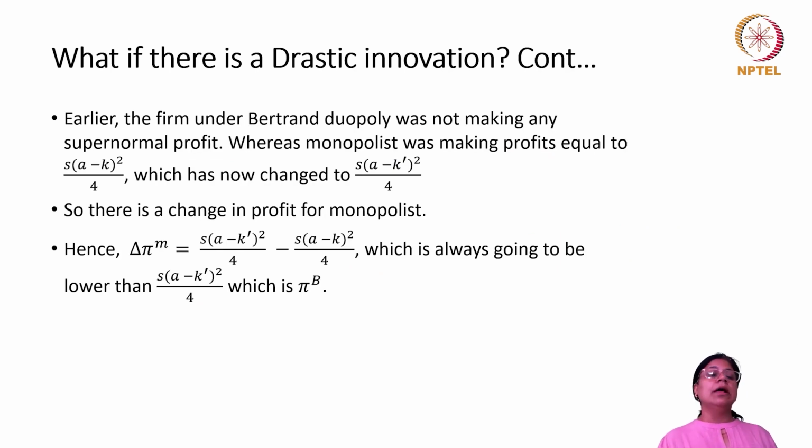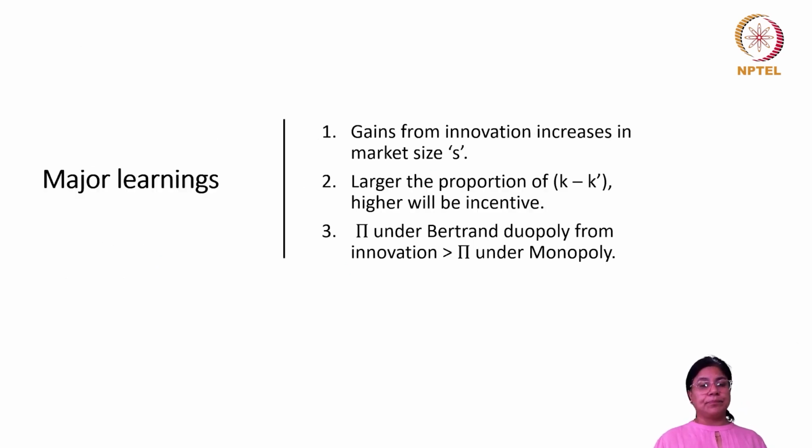So this slide explains the same thing. Earlier the firm under Bertrand duopoly was not making any supernormal profit, whereas the monopolist was making profit, which has now simply changed from this term to this term. As a result, the change in the profit for the monopolist will be this much, which is always going to be lower than this term, that is the profit enjoyed by the Bertrand competitor. So what do we have here?